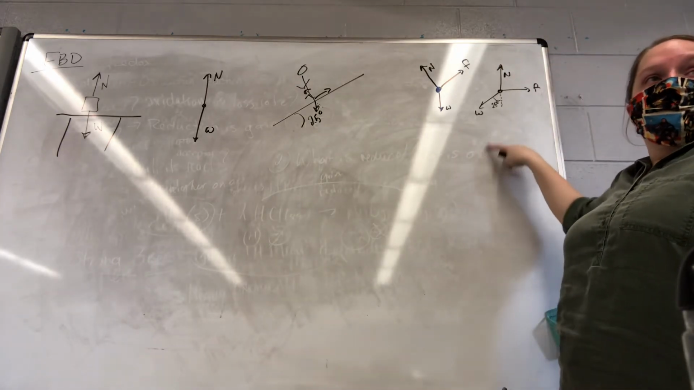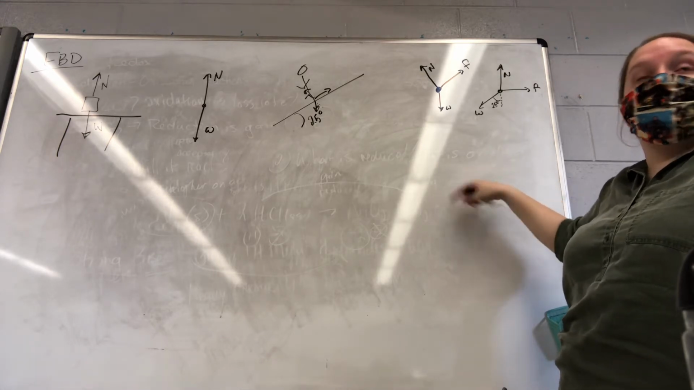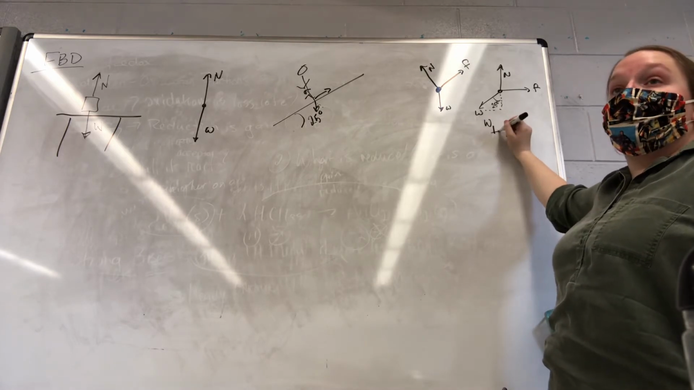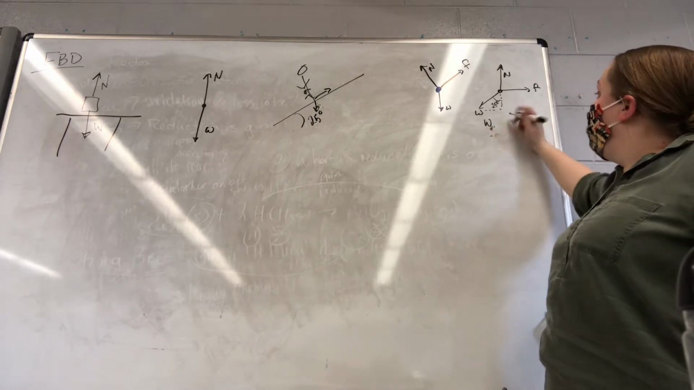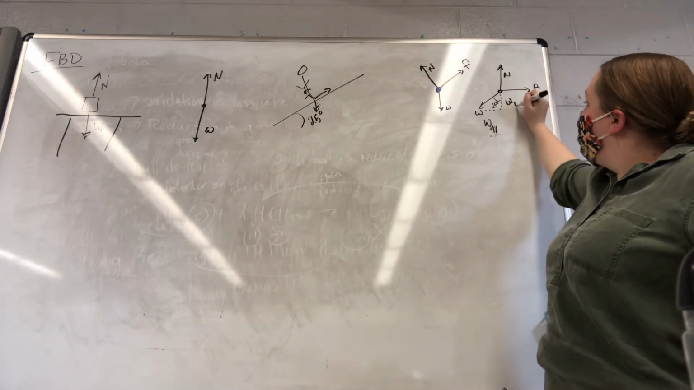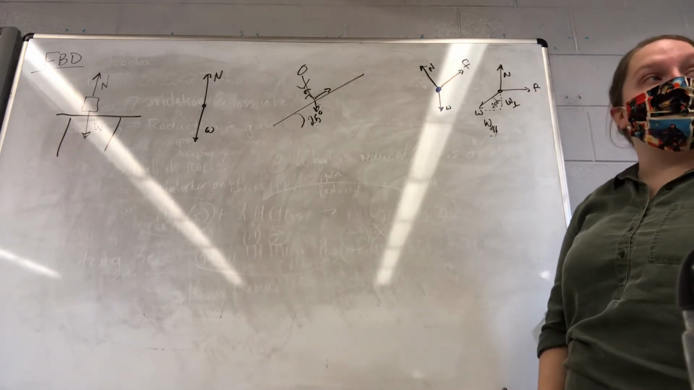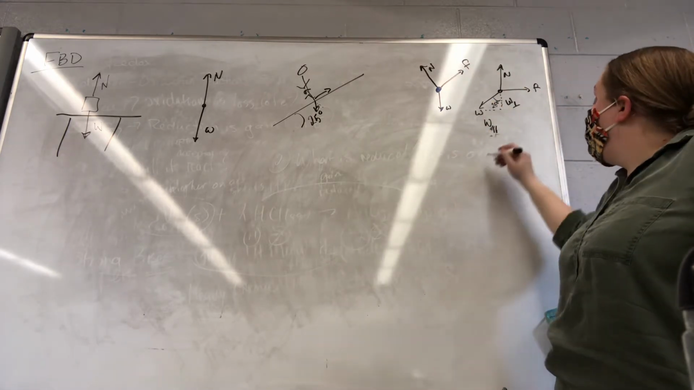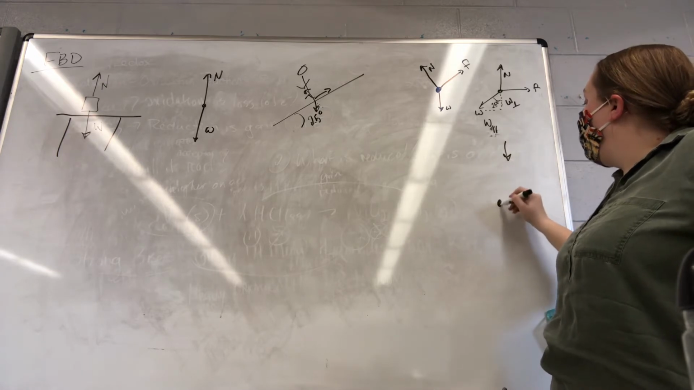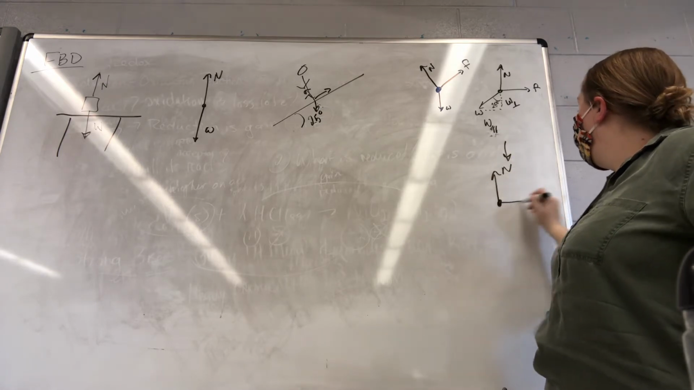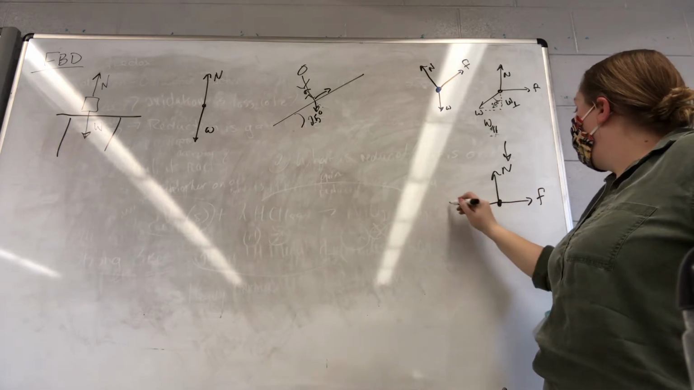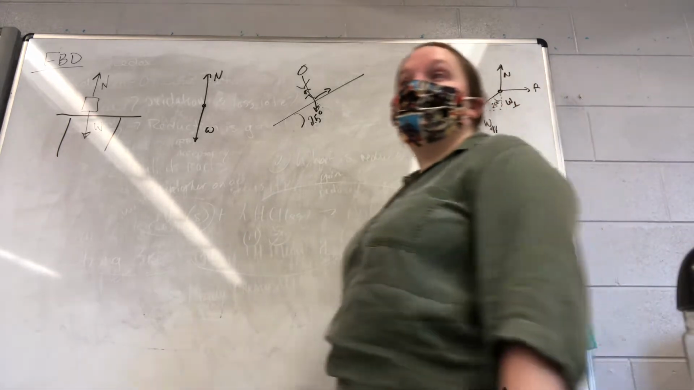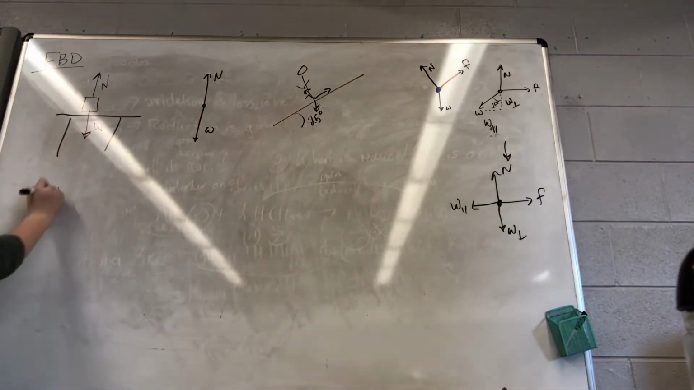Does weight at 25 degrees help me at all? No. What should I break it down into? W perpendicular. And W parallel, right? This one would be parallel, and this one would be perpendicular. When we say parallel and perpendicular, we mean to the x-axis. When I do that, my free body diagram changes again to become that.